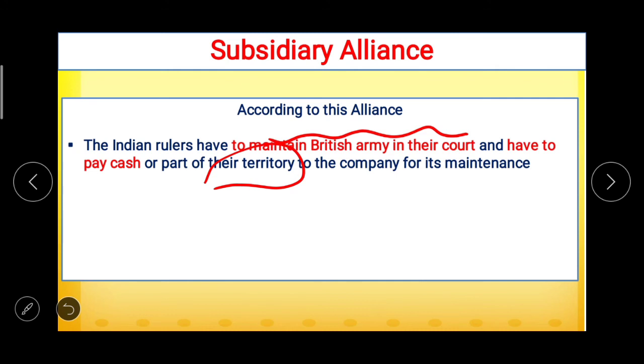इंडियन रूलर्स जो थे उनको ब्रिटिश आर्मी उनके कोर्ट में रखना ज़रूरी था, और उसके बदले में उन्हें ब्रिटिश को कैश देना था या फिर उनके टेरिटरी का कुछ पार्ट देना था. तो जो कैश नहीं दे सकते थे या नहीं देना चाहते थे, वो समझते थे कि चलो थोड़ा सा हिस्सा जो अपने टेरिटरी का है वो दे देंगे, लेकिन इसमें ही उनका ऑब्जेक्टिव क्लियर हो जाता था, उन्हें जो चाहिए था वो मिल जाता था.